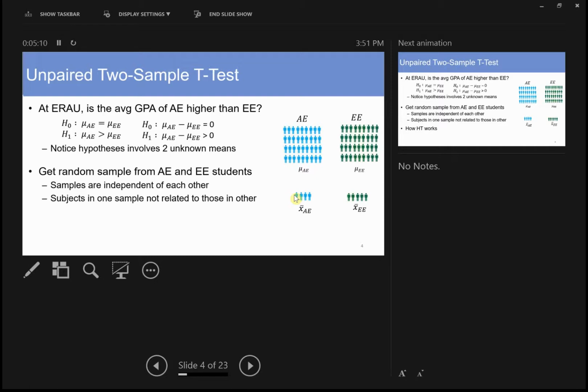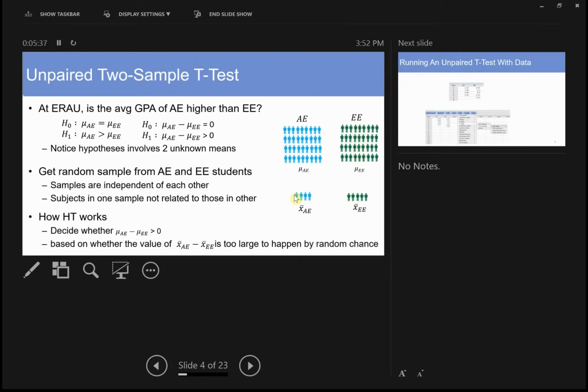Notice that this is now an unpaired T test. The people in this sample are not the same as the people in this sample. And I know you could say, what if the devil made you? We're not going to consider that situation, all right? So there's no relationship. In other words, when this person's picked, it has no influence on who's picked here. These two samples are random with respect to each other. And so what might I want to know?